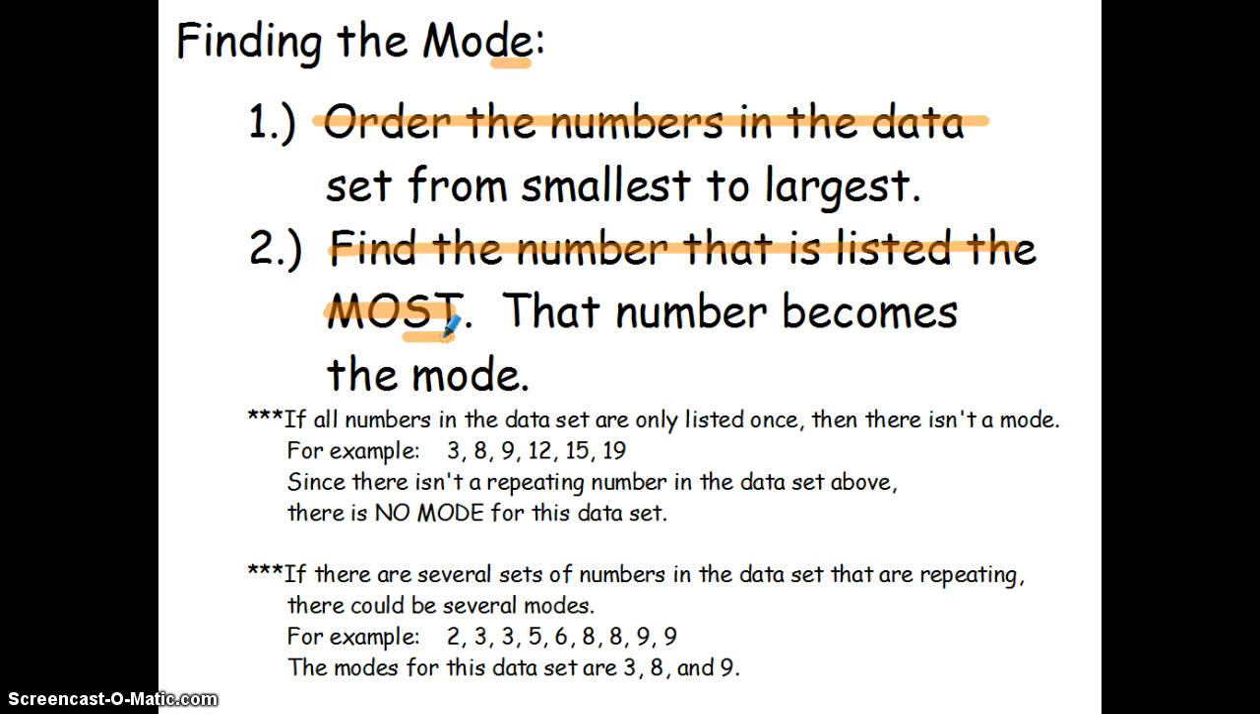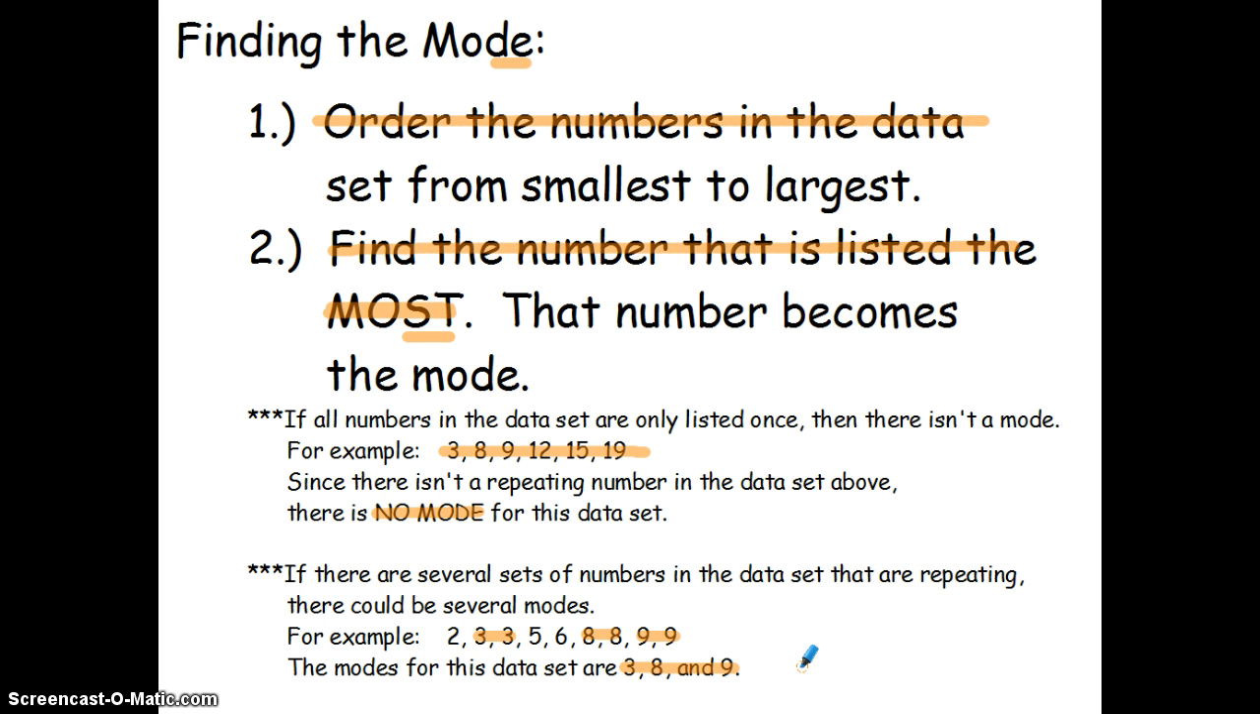One of the things I want to point out to you, if you look at this data set right here, 3, 8, 9, 12, 15, and 19, all those numbers only appear once, and so there's no mode for that data set. So we would say no mode. For this data set here, 3 is repeated twice, 8 is repeated twice, and 9 is repeated twice. So for this set of data, I have 3 modes, 3, 8, and 9.